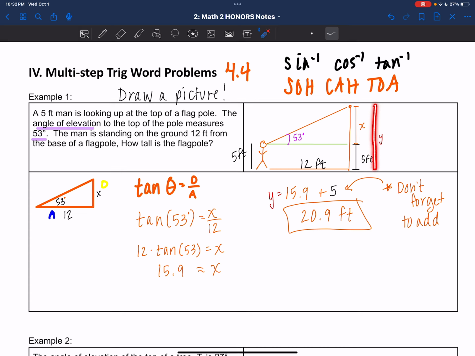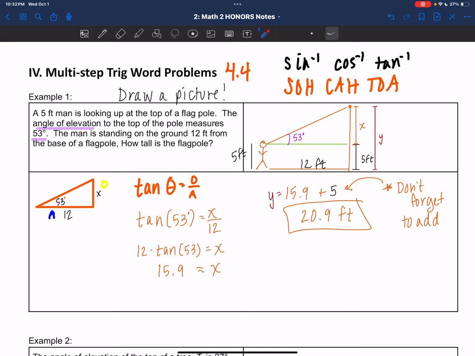So we're looking for the total height because the top of the flagpole's here. Now, once you do this, we know the guy is 5 feet tall already. So that already gives us part of the flagpole height. Now we just have to find this. Once we find this, then we can add them together to get that.